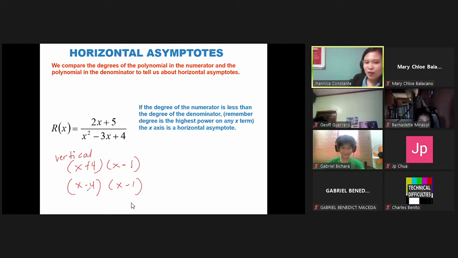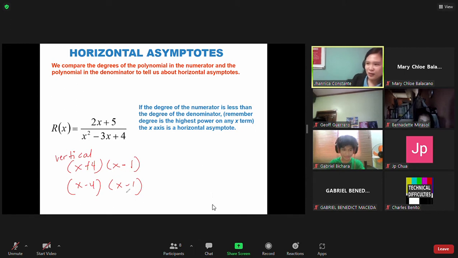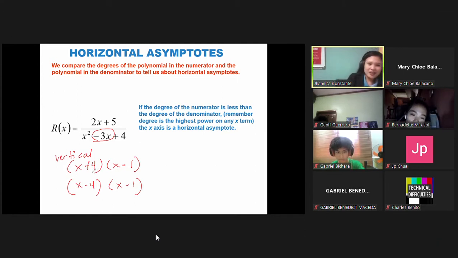If we use the factor that Job gave, which is x minus 4 and x minus 1, we will not get a negative 3x. What we're going to get is negative 5x. But we will have a positive 4, which is correct. But if we use the factor that Bernadette gave, we will have positive 3x and negative 4. So what is the correct factor of our equation?